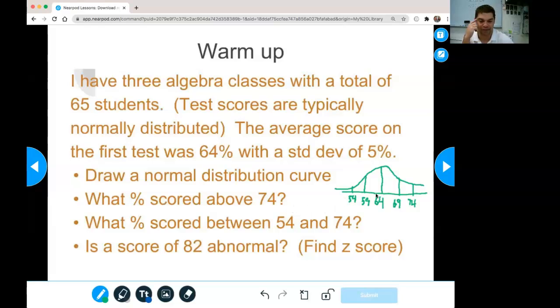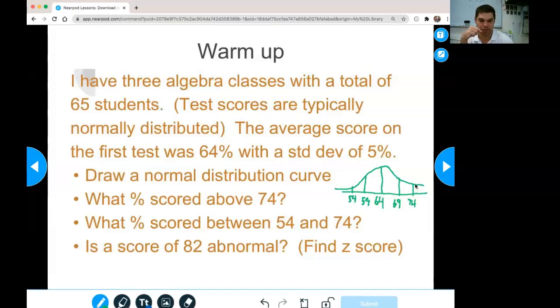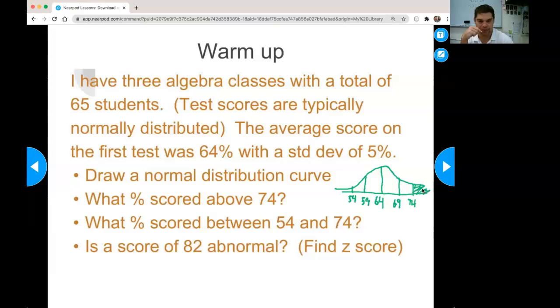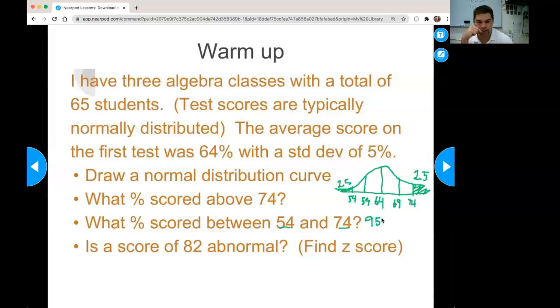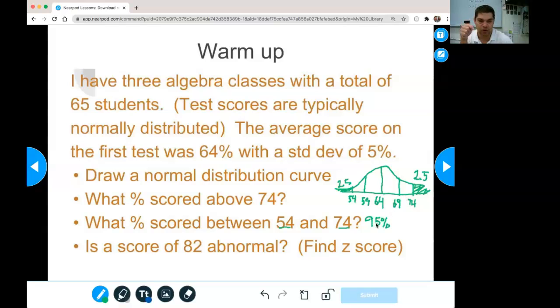What percent are above 74? The goal for today is to calculate this number as a percentage. Well, using the empirical rule, that's about 2.5%, because over here is 2.5. Using the empirical rule, what percent scored between 54 and 74? That's 95%. If the middle is 95%, then we call it the tails. In the tails, what's left over is 5%. 1 minus 0.95 is 5%. 5 divided by 2 is 2.5 and 2.5.